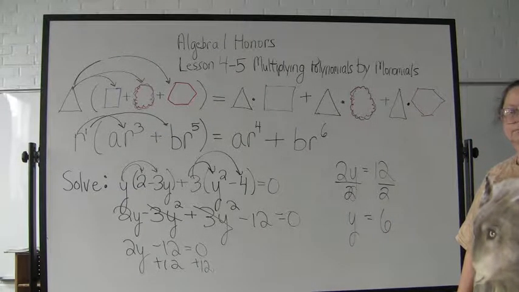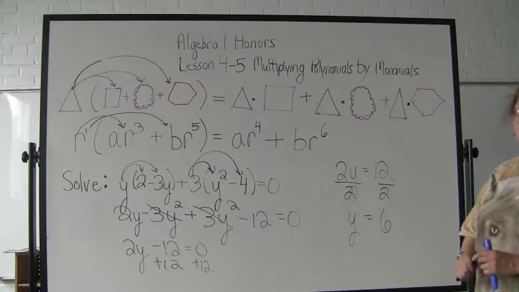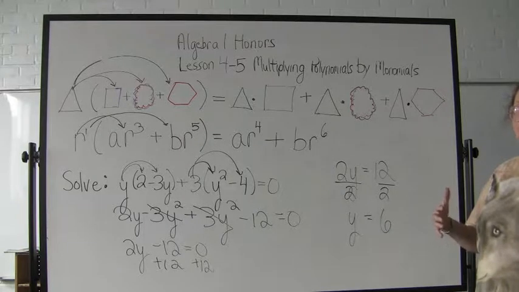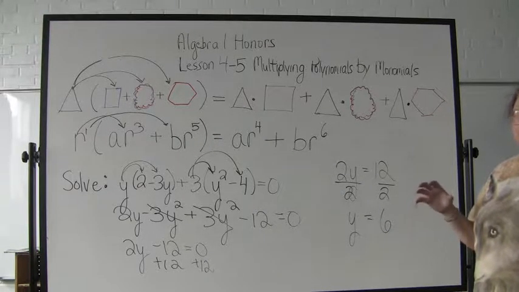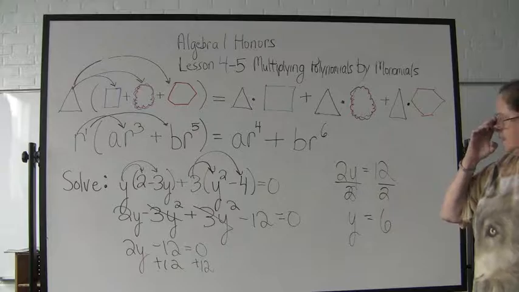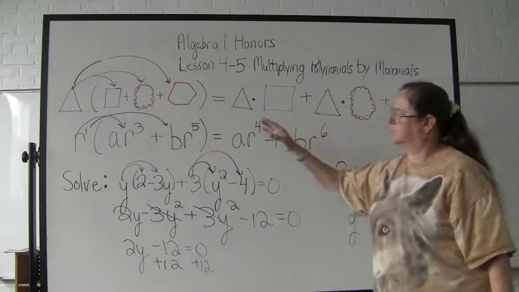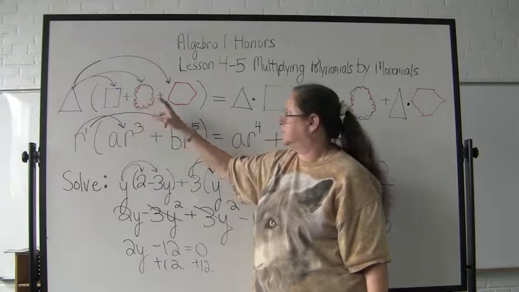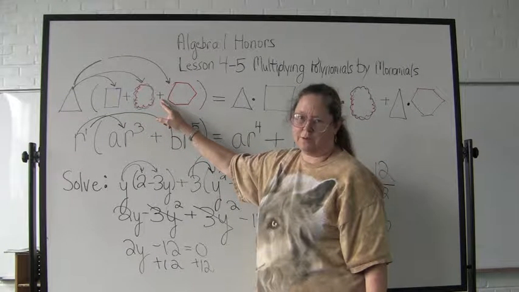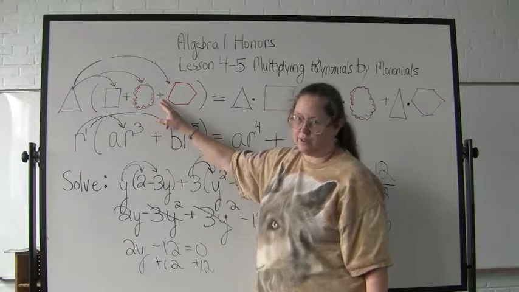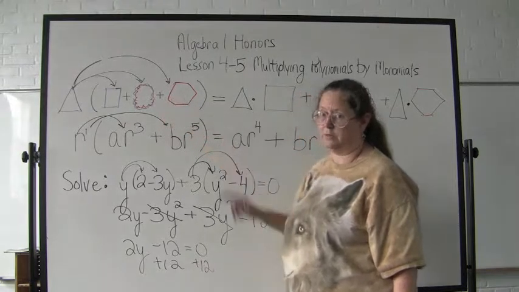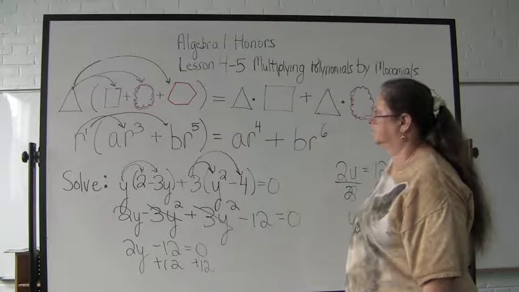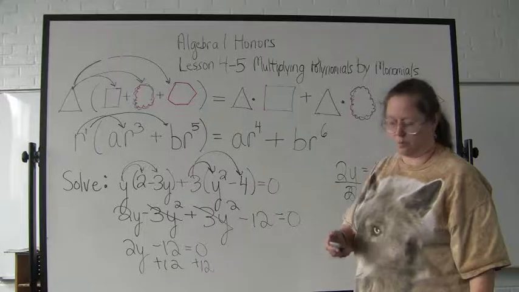All right? And that's what there is to multiplying polynomials by monomials. You have to remember to distribute and multiply each term in the polynomial by the monomial. And be careful of the signs. If there's a minus here, don't accidentally turn it into a plus. Be careful of the signs. Okay? And that's lesson 4-5.